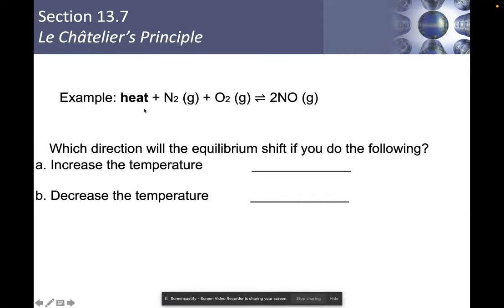Or what about an endothermic reaction where heat is a reactant, right? Because remember, endo means in, right? Heat is moving in, so that would mean it would be a reactant. So if I increase the temperature of an endothermic reaction, you're going to make more product. On the other hand, if you cool off, right, decrease the temperature, now you're going to end up making more reactants instead. So if you want more product, and it's an endothermic reaction, you can heat it up. If you want more product and it's an exothermic reaction, you should cool it off.